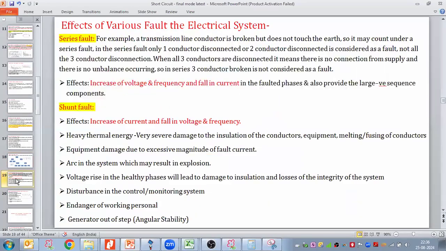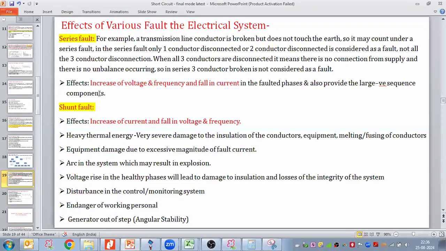Now, series fault we have already seen. For example, if a transmission line conductor is broken but does not touch the earth, it may count under a series fault. In this case, only one conductor disconnected or two conductors disconnected is considered a fault, not all three conductor disconnections. When all three conductors are disconnected, there is no connection from supply and no unbalance occurring. So in series, three conductor broken is not considered a fault.